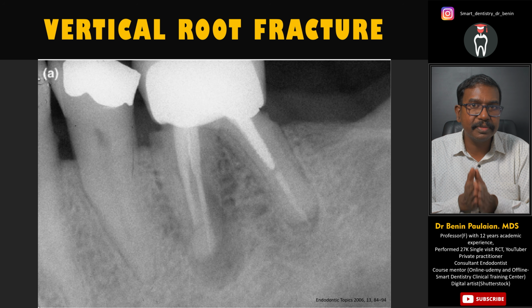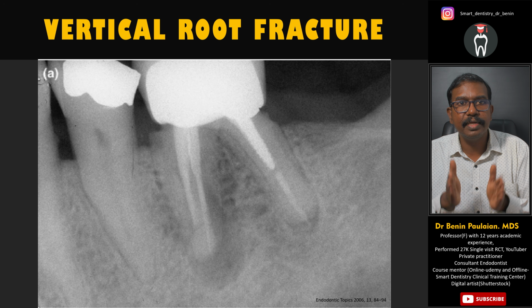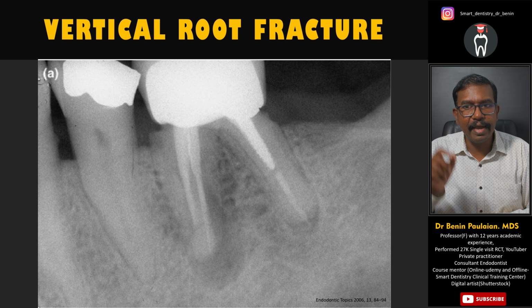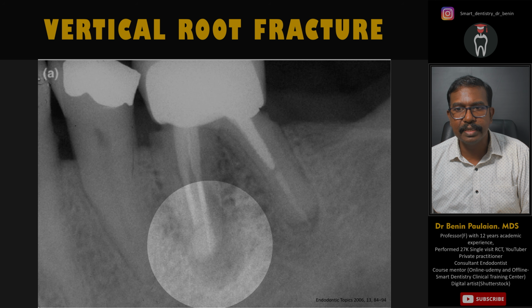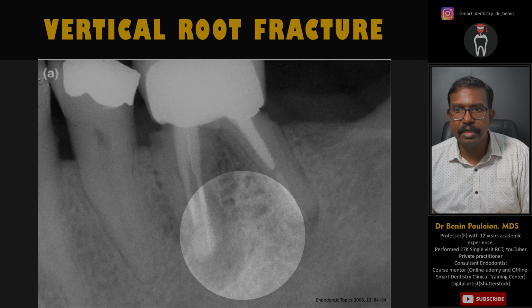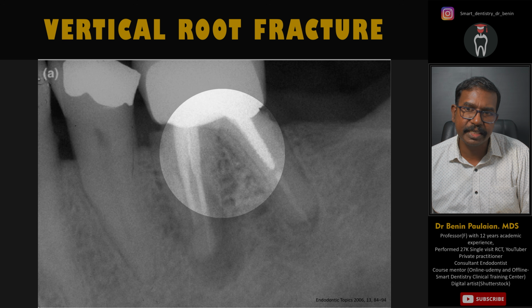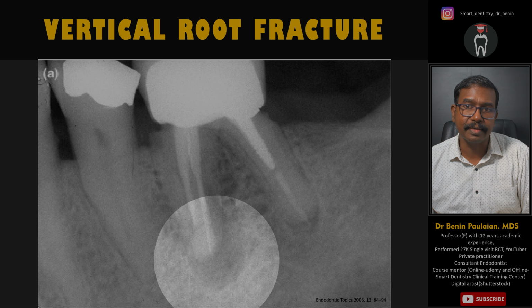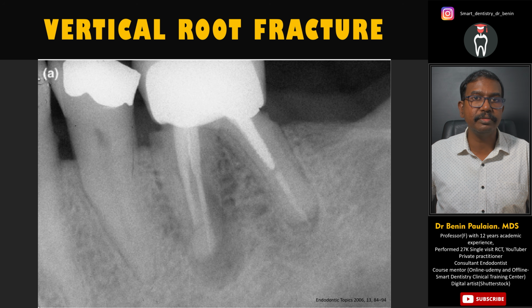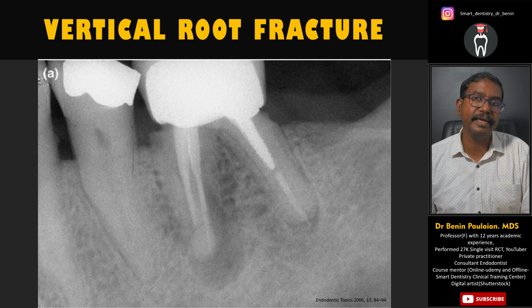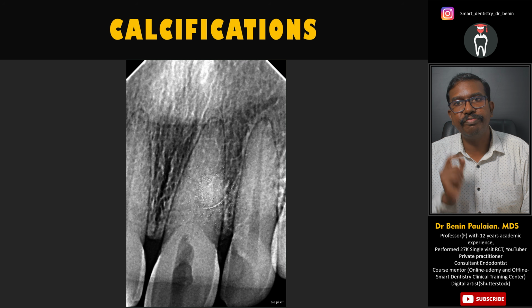Again, whenever you see a vertical root fracture in the radiograph, it may have an inverted J-shaped radiolucency. Here you can see that from this area to this furcation area, you can say that it has a J-shaped radiolucency. Whenever there is a J-shaped radiolucency, we can suspect that there is a vertical root fracture.